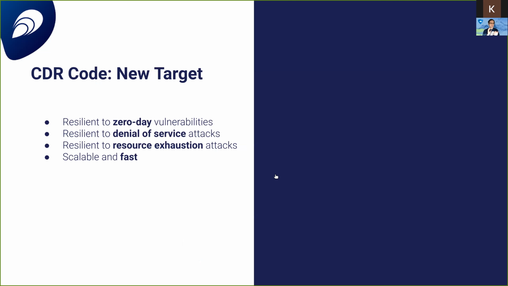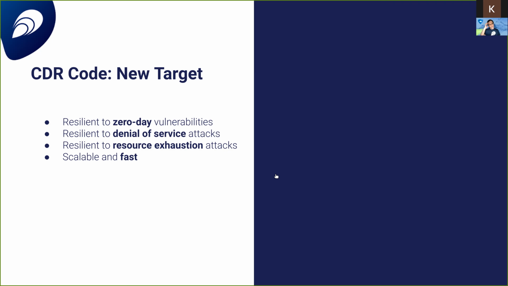The thing is that since now the CDR code becomes the new target for vulnerabilities, it needs to be resilient to zero-day vulnerabilities. It needs to be resilient to denial of service attacks. So somebody sending an oversized PDF or a zip bomb or whatnot in order to try to make the code fail. It needs to be resilient to resource exhaustion. So you don't want, for example, someone sending a specially crafted PDF, and then for some reason this CDR code is just failing because of resource exhaustion and is disabling the whole CDR application. You don't want that. And of course, it needs to be scalable and fast so that the users basically don't notice that they have this extra protection while at the same time still benefiting from it.